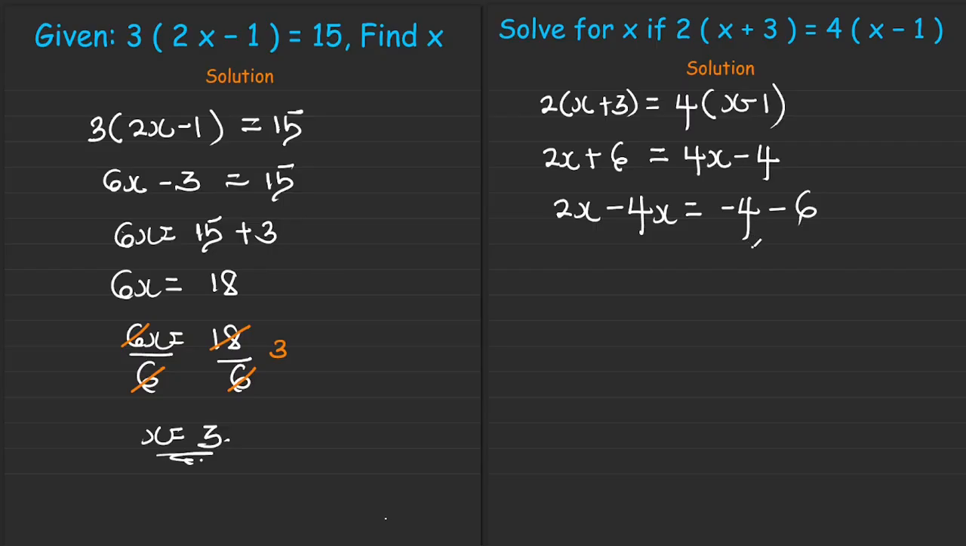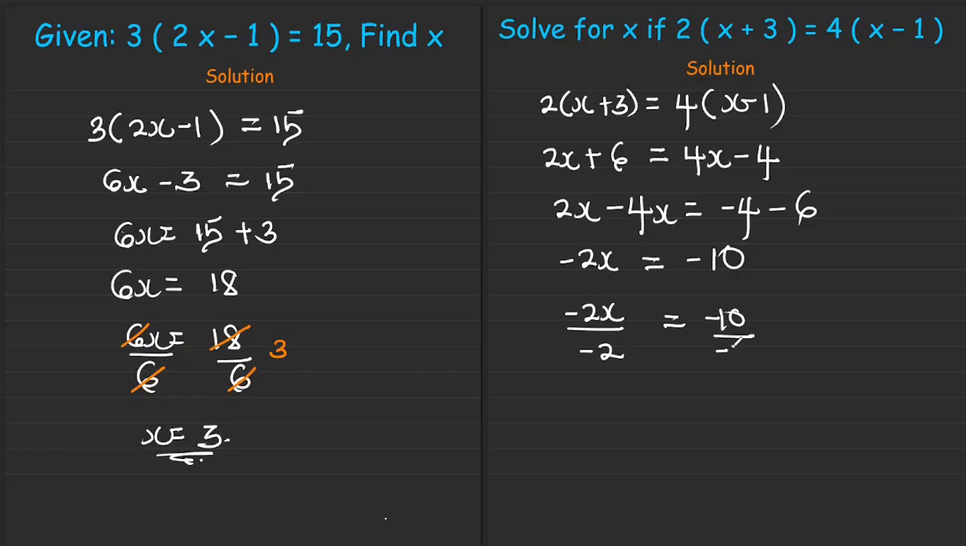We now try and then simplify. 2x minus 4x then gives us a negative 2x. That is 4 minus 2. The negative 4 minus 6 also gives us a negative 10. So since it is x we want and not 2x, we are going to divide both sides by negative 2.